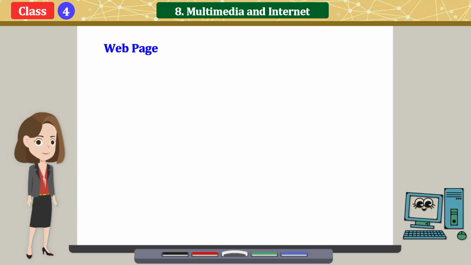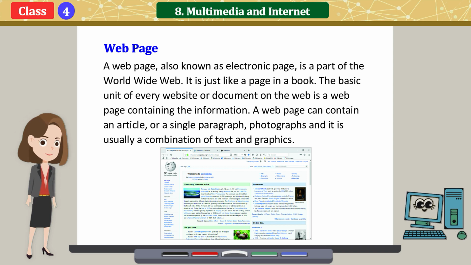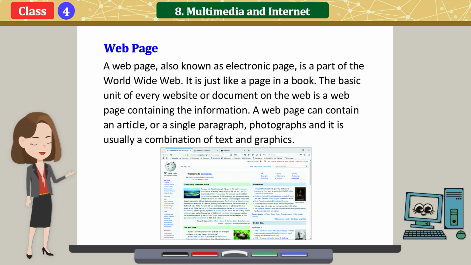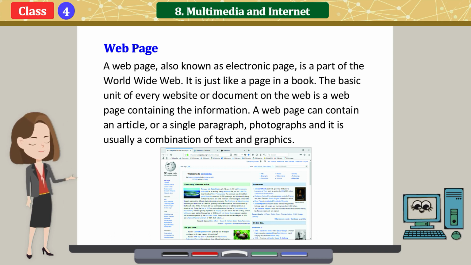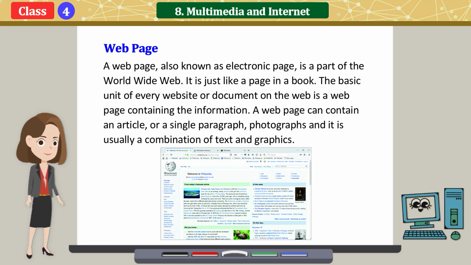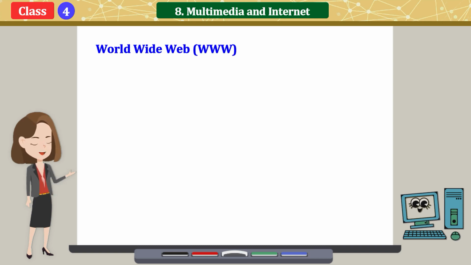Web page. A web page, also known as an electronic page, is a part of the World Wide Web. It is just like a page in a book. The basic unit of every website or document on the web is a web page containing the information. A web page can contain an article, or a single paragraph, photographs, and it is usually a combination of text and graphics.